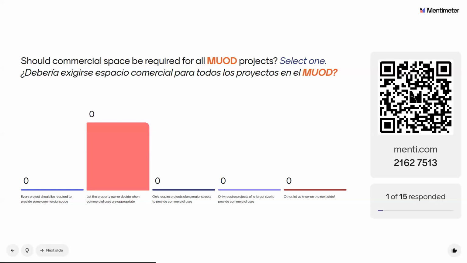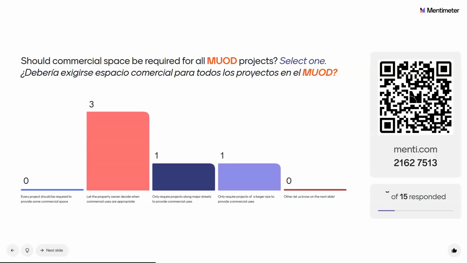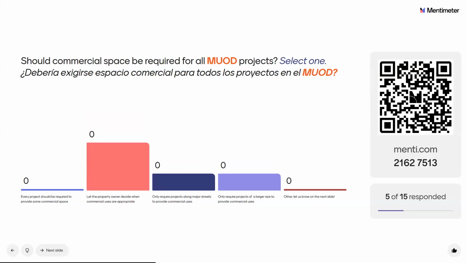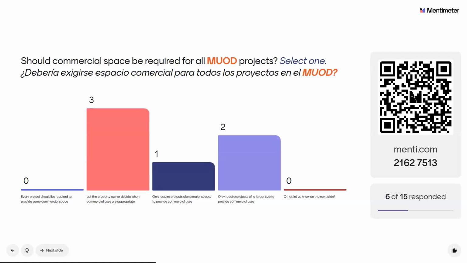We'll give folks a few seconds to answer. And I can read these off really quickly. So every project should be required to provide some commercial space. Let the property owner decide when commercial space uses are appropriate. Only require projects on major streets to provide commercial uses. Only require projects of a larger size to provide commercial uses, or other. Let us know on the next slide. So again, if there are any other thoughts, once we move on, we'll have a little bit of a catch-all for those other thoughts.